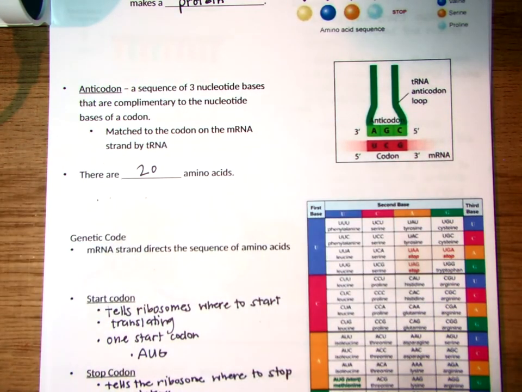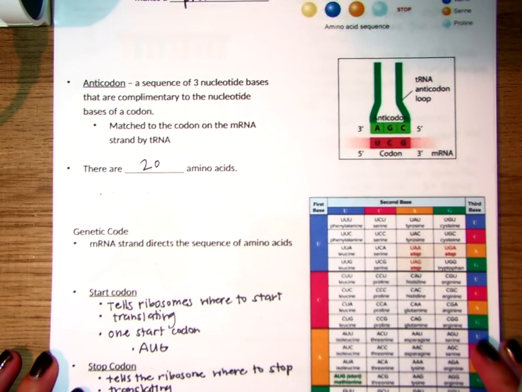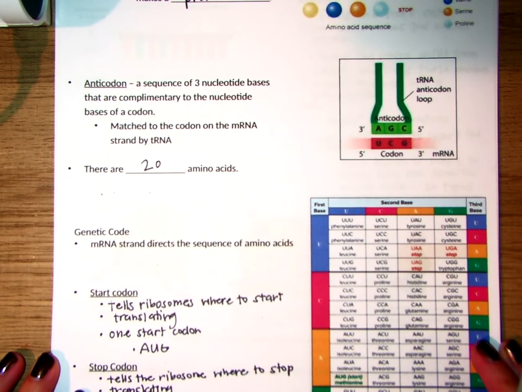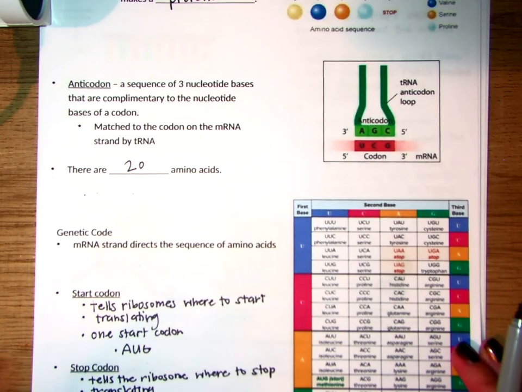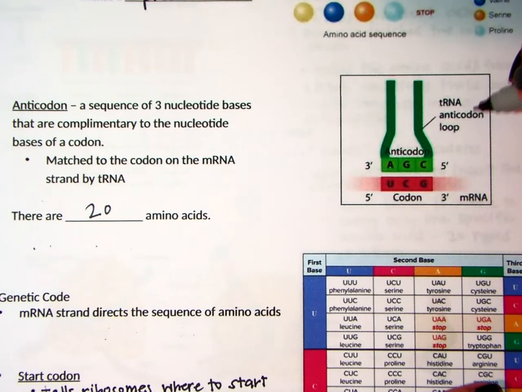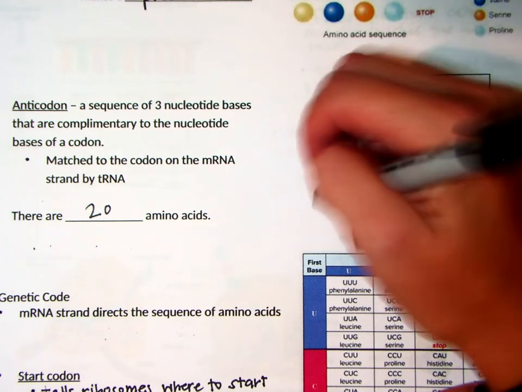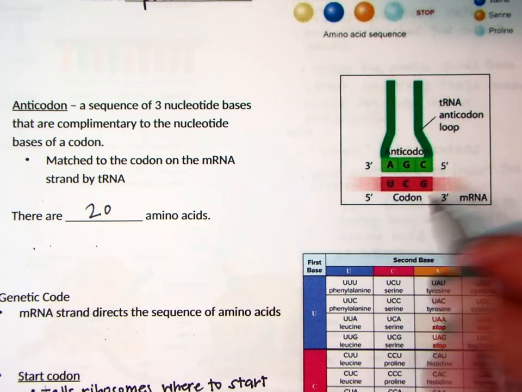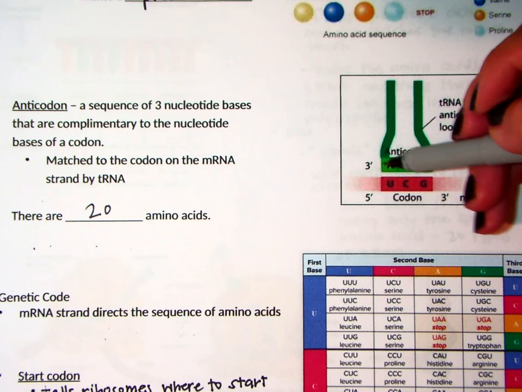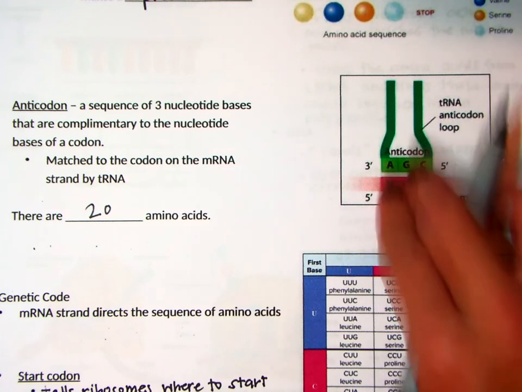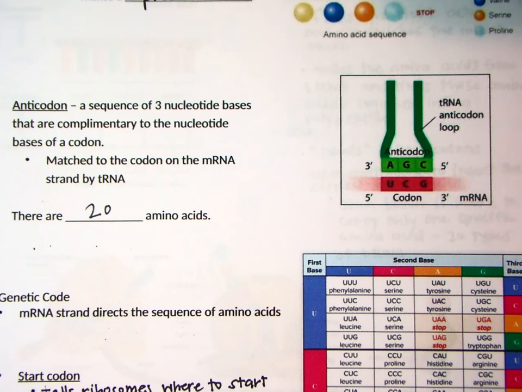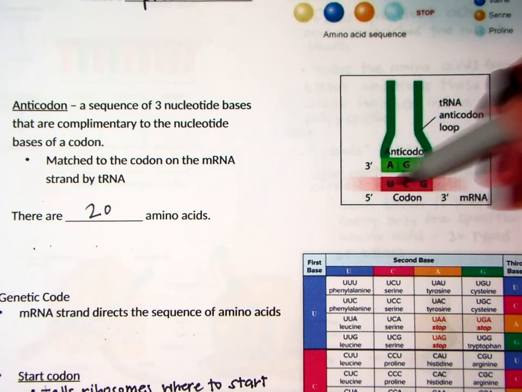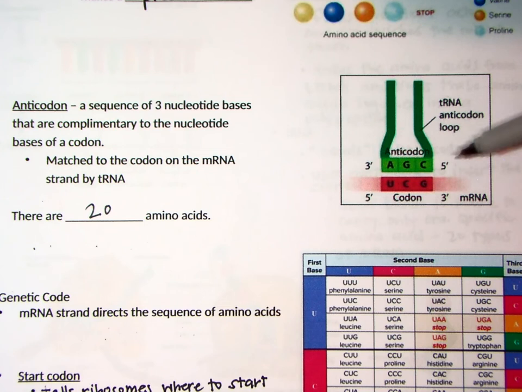So anticodons are a sequence of 3 nucleotide bases that are complementary to the nucleotide bases of a codon. So over here, we've got a less cute picture of the tRNA. And here is the messenger RNA that would be going through the ribosome. And our codon here is UCG. And so the transfer RNA has to have the complementary strand to that, otherwise it can't fit. So the anticodon for UCG would be AGC.